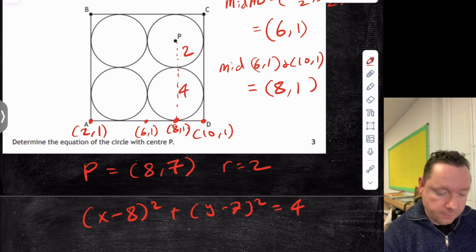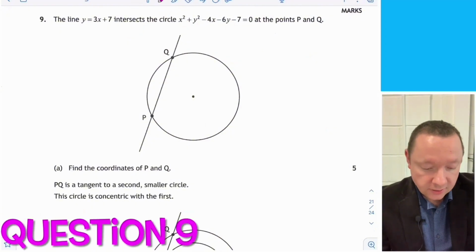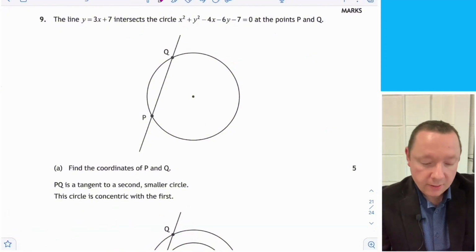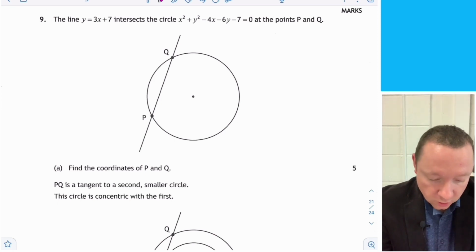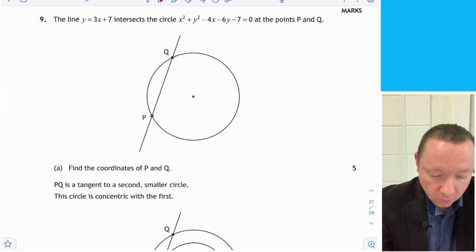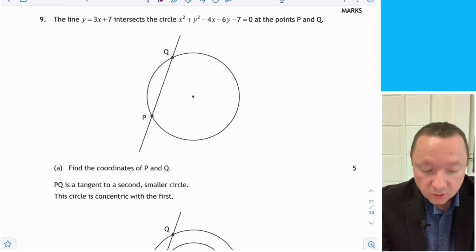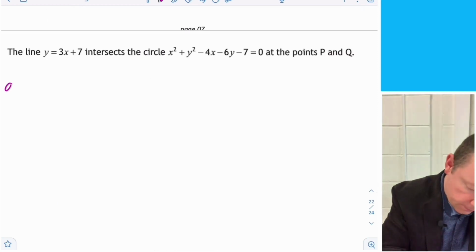The line y equals 3x plus 7 intersects the circle x squared plus y squared minus 4x minus 6y minus 7 equals 0 at the points P and Q. Find the coordinates of P and Q. So I need to substitute y equals 3x plus 7 into it because they intersect. So part A, try to find the points of intersection.